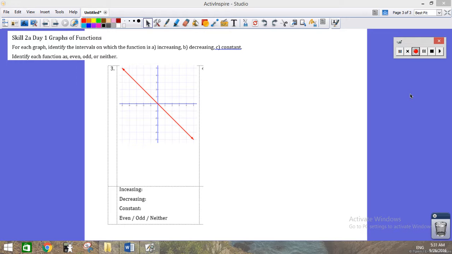Let's take a look at this problem number 3. Again, we're looking at the graphs of functions. We're trying to identify the intervals on which the function is either increasing, decreasing, or constant. I always enter the graph from the left and move from left to right.